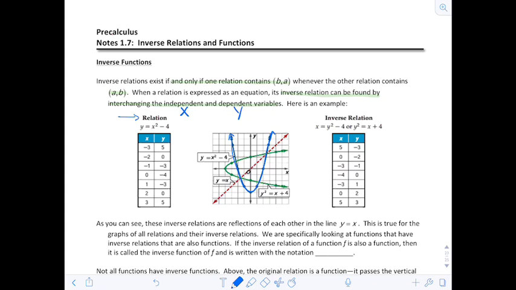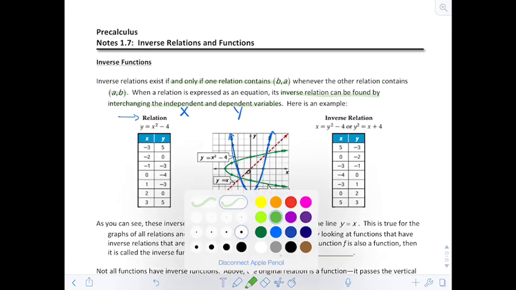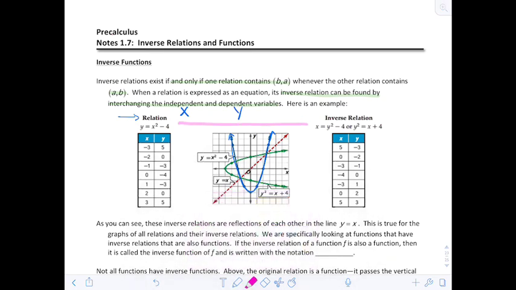These would be the ordered pairs that go with that relation: (-3, 5), (-2, 0), (-1, -3), so on and so forth. If we look at the inverse of this relationship, we would have x equaling y squared minus 4, or y squared equaling x plus 4.